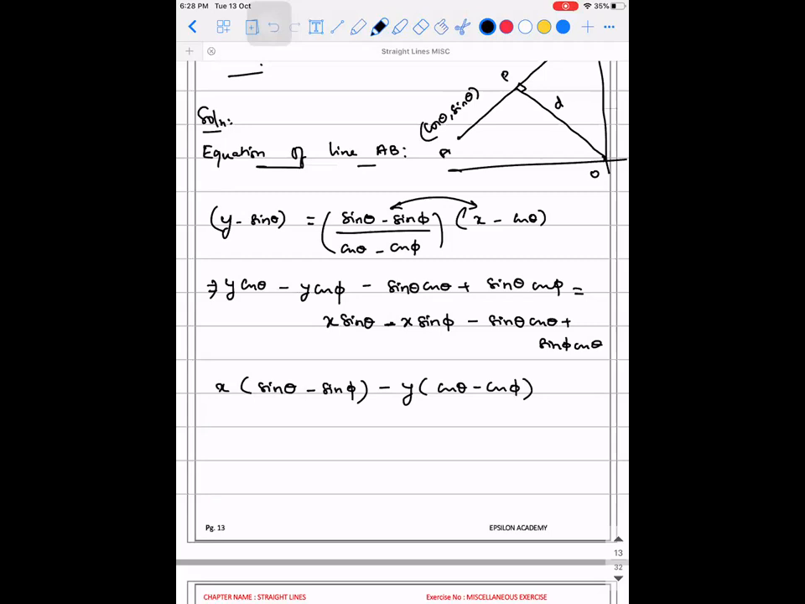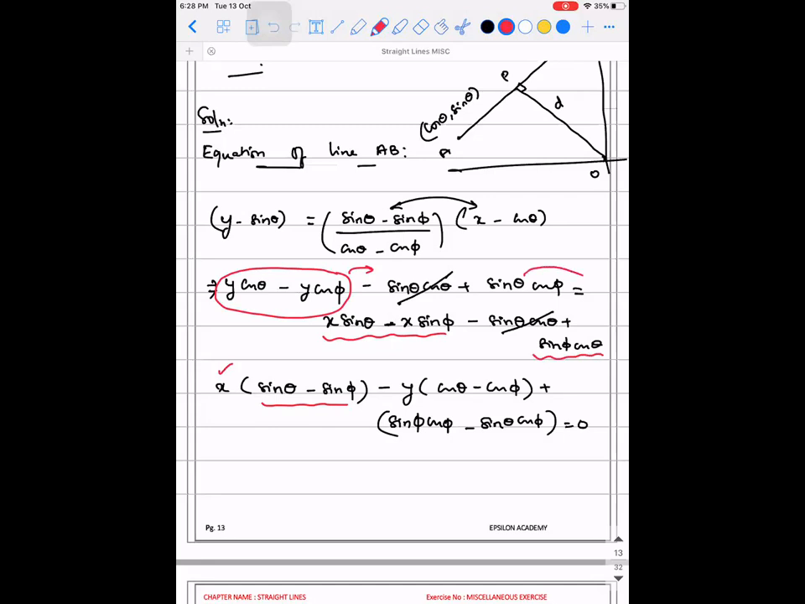Then what are all the constants that are left out? Minus sin theta cos theta, minus sin theta cos theta is gone. Plus sin phi cos theta minus sin theta cos phi is equal to 0. Did you guys understand what I did? Observe. From this I took out x into sin theta minus sin phi. This whole thing went to the other side with a minus sign, so minus y into cos theta minus cos phi, plus you have sin phi cos theta. If the sin theta cos phi goes to the other side, it becomes minus sin theta cos phi.